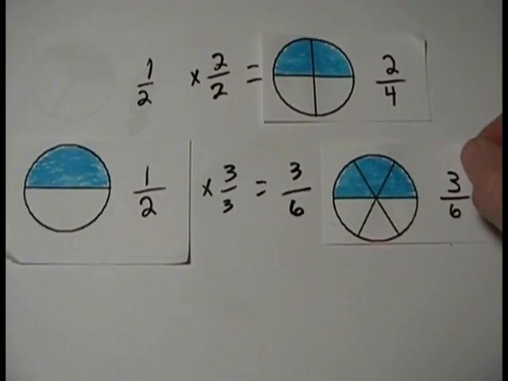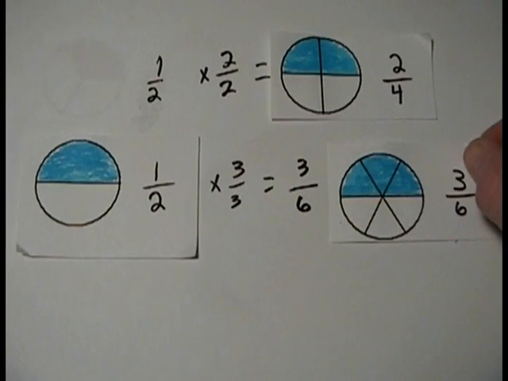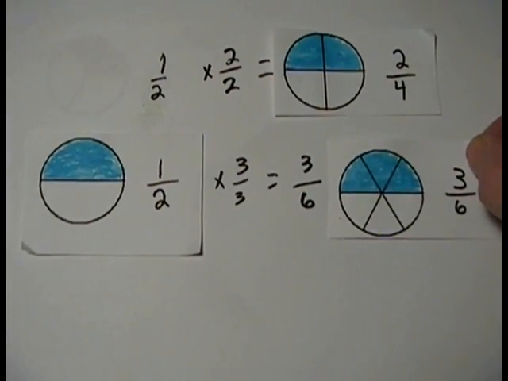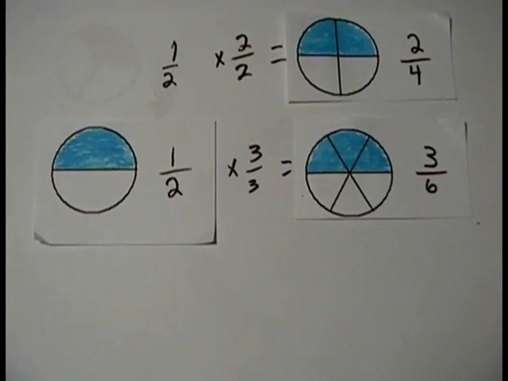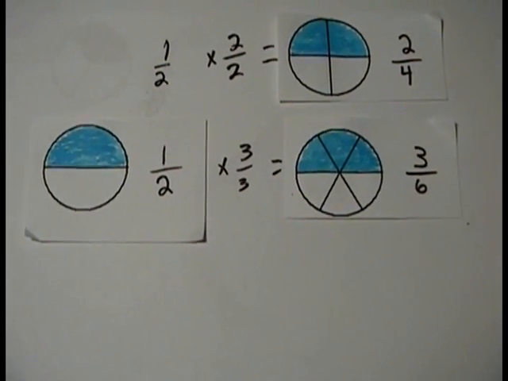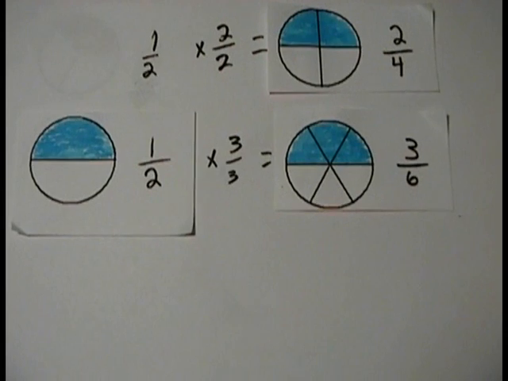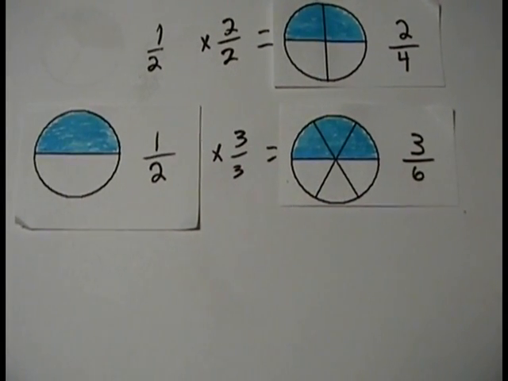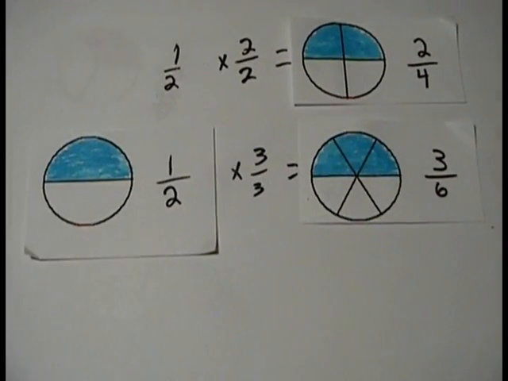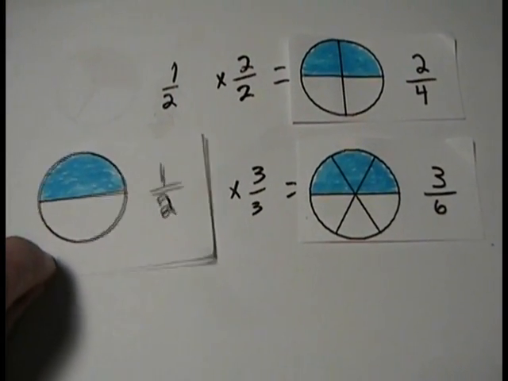Looking at this model, we can see that there are 3 pie pieces that are shaded in for the total of 6. Again, each of the blue sections are the same value, although we've renamed the fraction now as 3/6. So 3/6 and 1/2 are equivalent. Let's try it one more time.